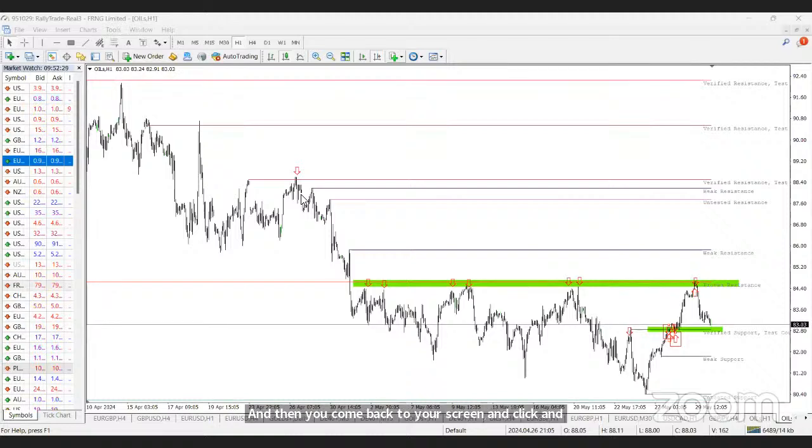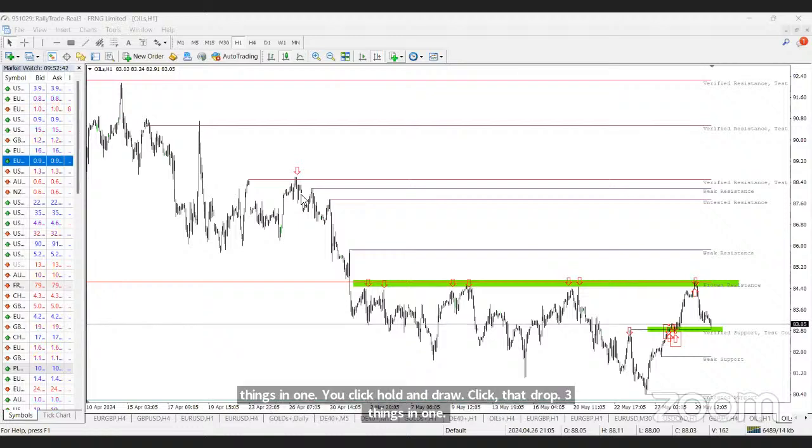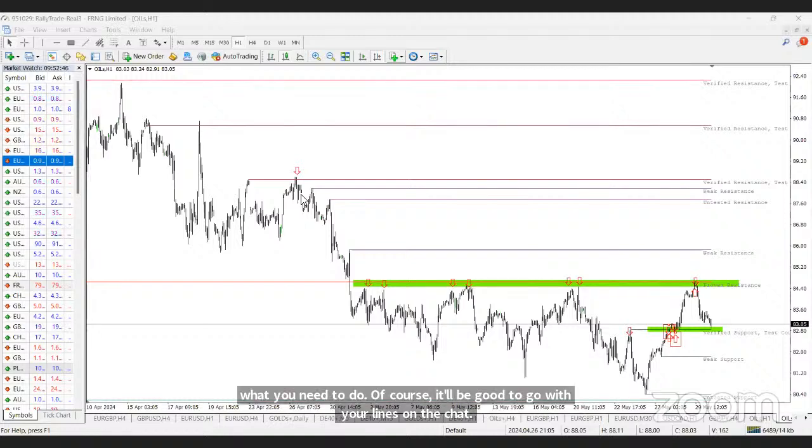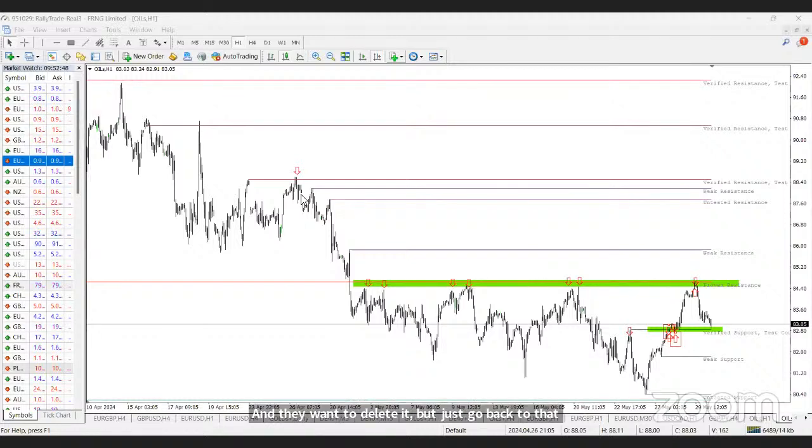Don't just click and remove your hand. You do 3 things in one: click, hold, and draw. That's what you need to do, and of course, you'll be good to go with your lines on the chart. And if you want to delete it, you can just go back to that same route and click on your dustbin. It will be on the top right. Of course, you can mark the one you want to delete on the list. And then you can press dustbin again, and it will delete automatically.